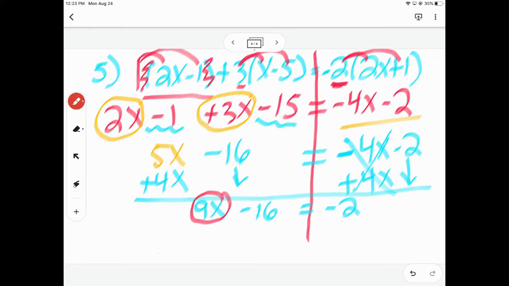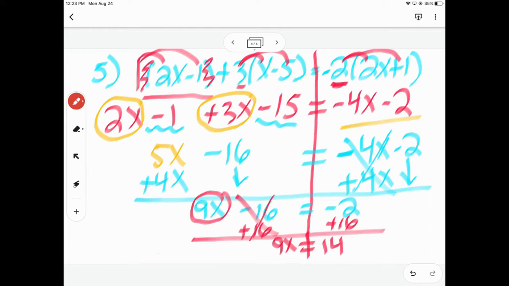So I have to do the opposite. The opposite of negative 16 is positive 16. So I'm going to add 16 to both sides. Great. Negative 16 plus 16, well, that's 0. So that cancels out. Okay, well then negative 2 plus 16 is actually equal to positive 14, and I still have my 9x over here.